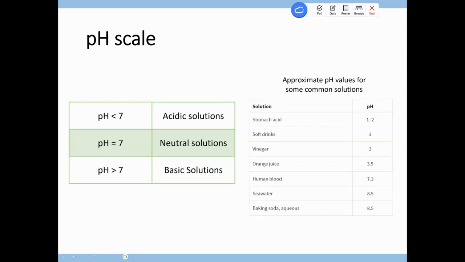And then here are some common solutions. Our stomach acid pH is between 1 and 2. Soft drinks are acidic at a pH of 3, vinegar 3, orange juice 3.5. Then human blood has a higher pH at 7.3, just above neutral. Seawater with lots of ions, salts in it is 8.5. Baking soda would be a solution with a pH of 8.5. So those are a few examples. Certainly ranges between 1 and 14. Questions on pH?